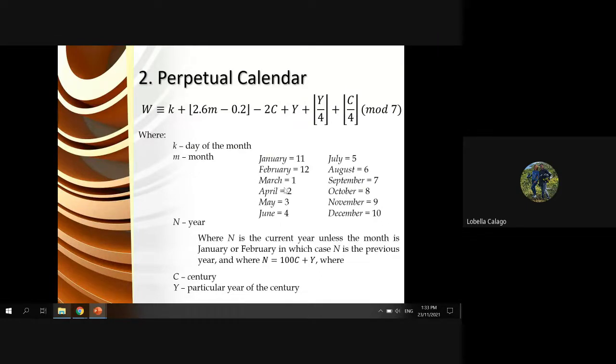So we have here the month. For example, if it's January, we will use 11, and if it's March, we will use 1. Later on we will see that in an example. And minus 2C, where C is the century. For example, 1991, so 91 is the century. Wait a moment.